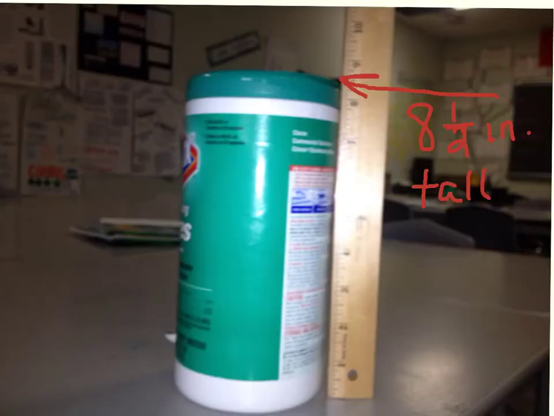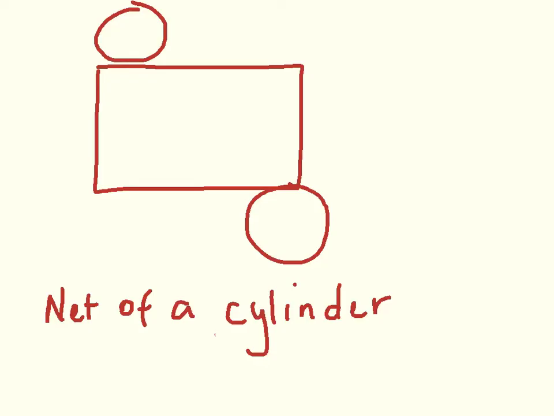Well, I can see that it is 8.5 inches tall. Here it is, 8.5 inches. That's the height of my cylinder. And I can see that I have a net of the cylinder. I'm drawing out a picture, and the net looks like this, and that's the flat.